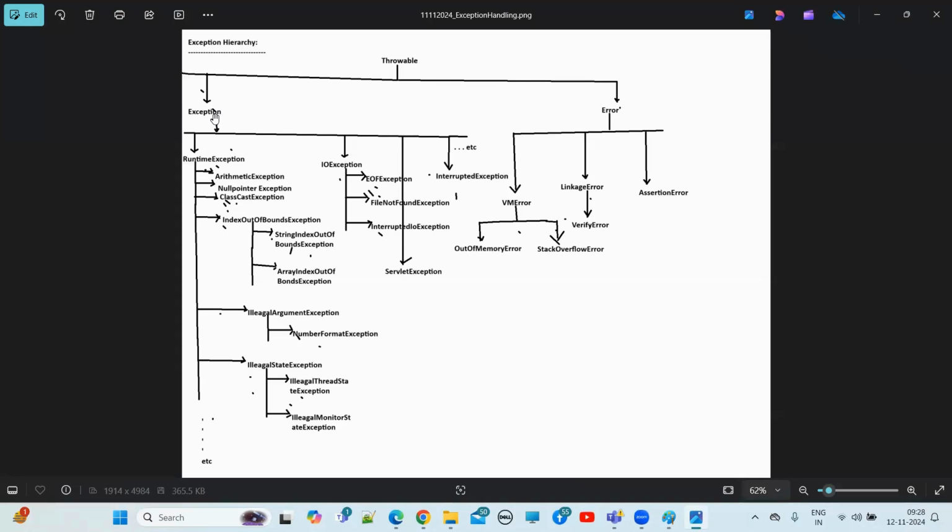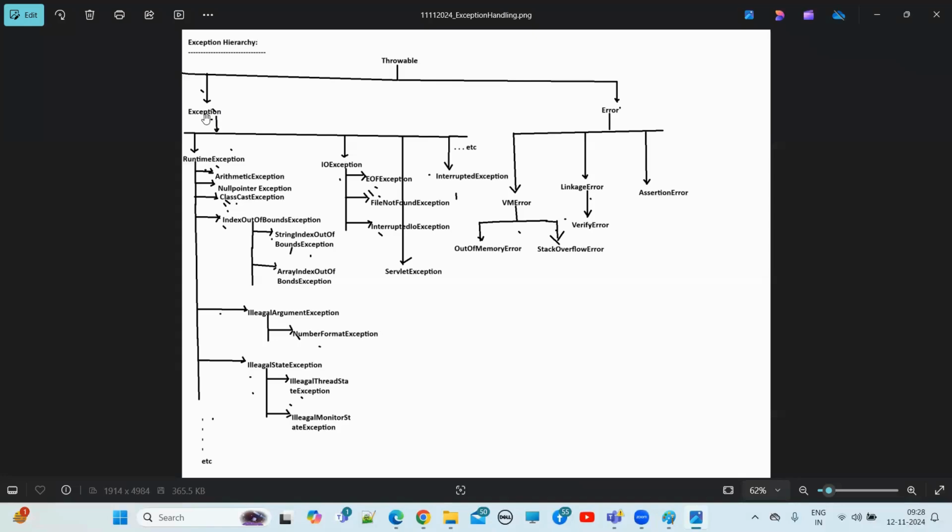Now we are coming to when we can say an exception is partially checked exception. The exception class, and its child classes, if one of its child classes is unchecked, then we can say that particular exception is partially checked exception. Understand?